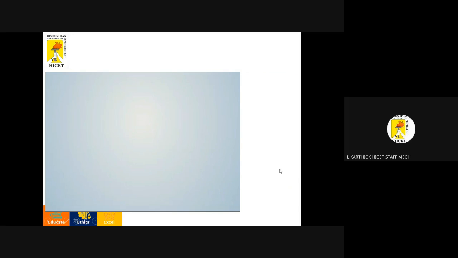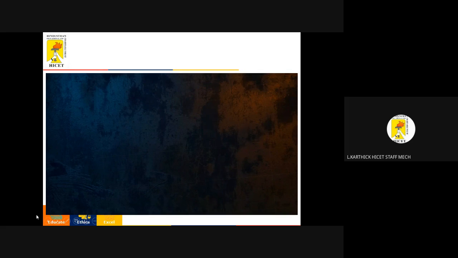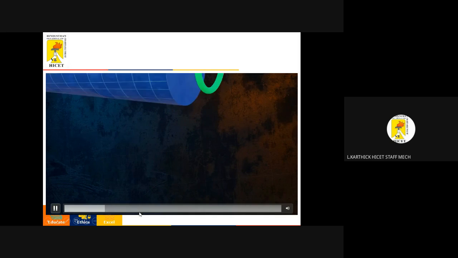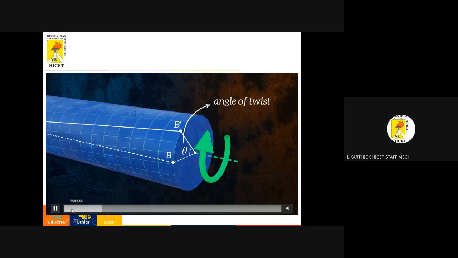So the video will give you a glimpse about the torsion equation. This is what I mentioned in the previous slide: the angle of twist which will be formed once we start applying a load. I mentioned it as A0, A naught, but in this video they mention it as B dash. With the help of that, we're going to calculate the angle of twist, right?